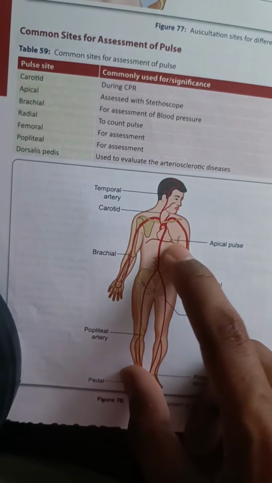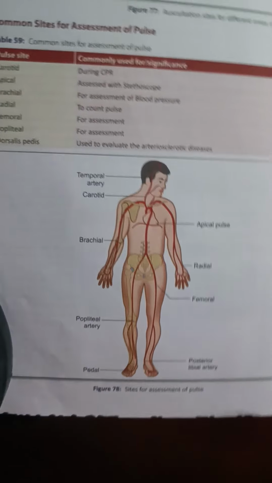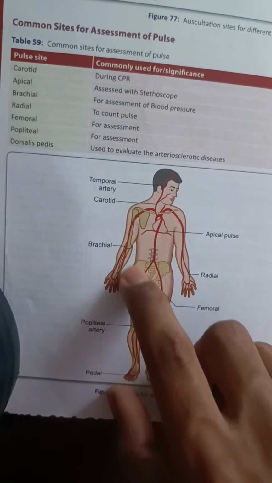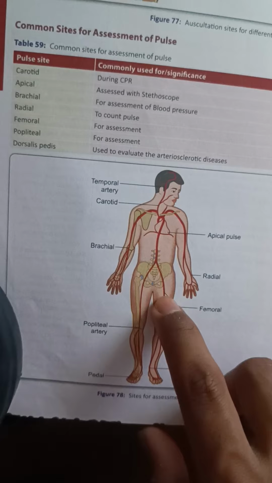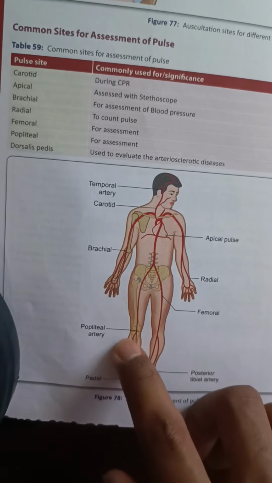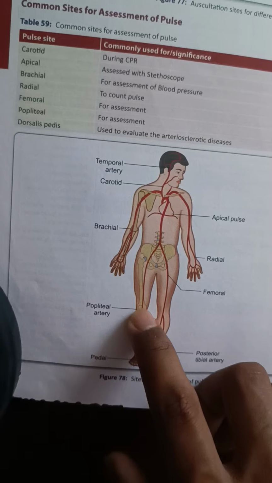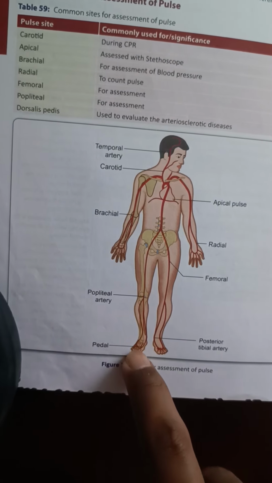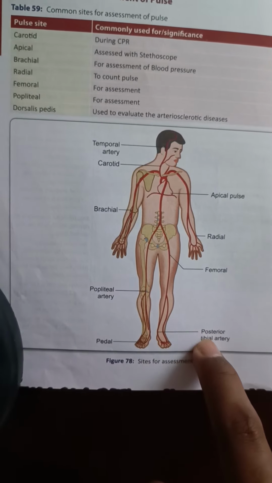Then the apical pulse we can assess at the apex of the heart, which is present at the fifth left intercostal space, mid clavicular line. Then at the brachial area, we can assess the brachial pulse. Then the radial artery, the radial pulse. Then the femoral artery, we can assess the femoral pulse. Then the popliteal pulse: below the knee, at the back of the knee, the popliteal artery is present, and there we can assess the popliteal pulse. Then the pedal pulse: at the dorsalis pedis part of the foot we can assess the pedal pulse. Then we can also assess the posterior tibial pulse.